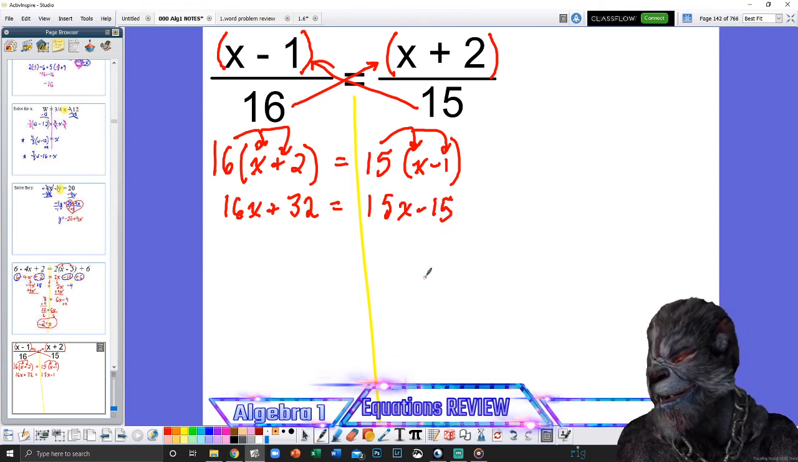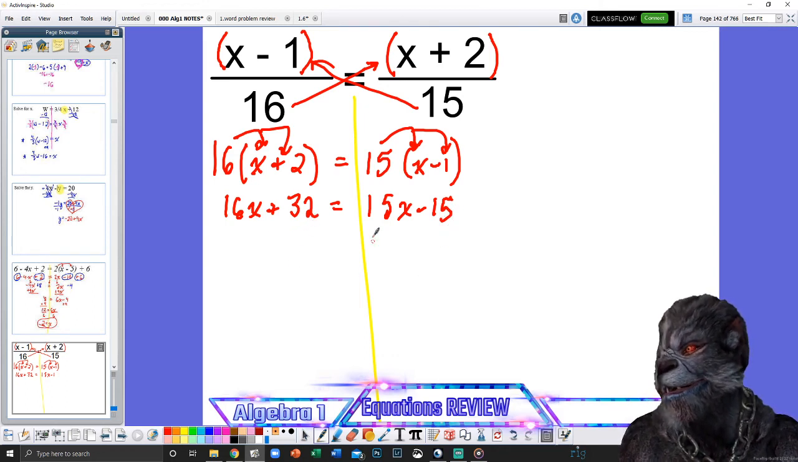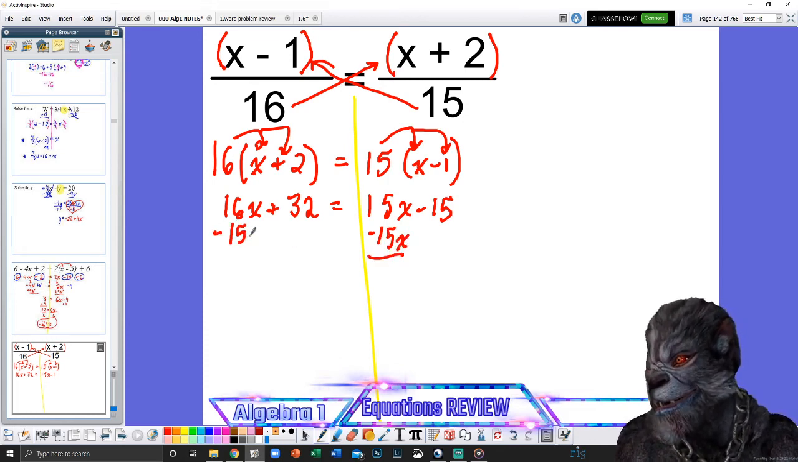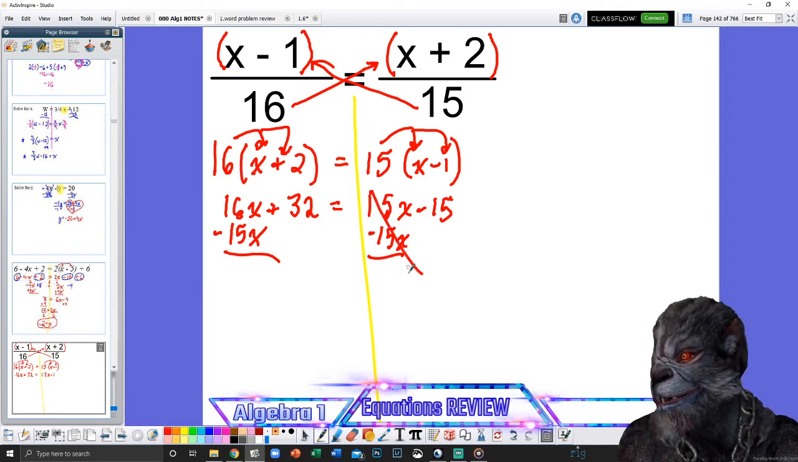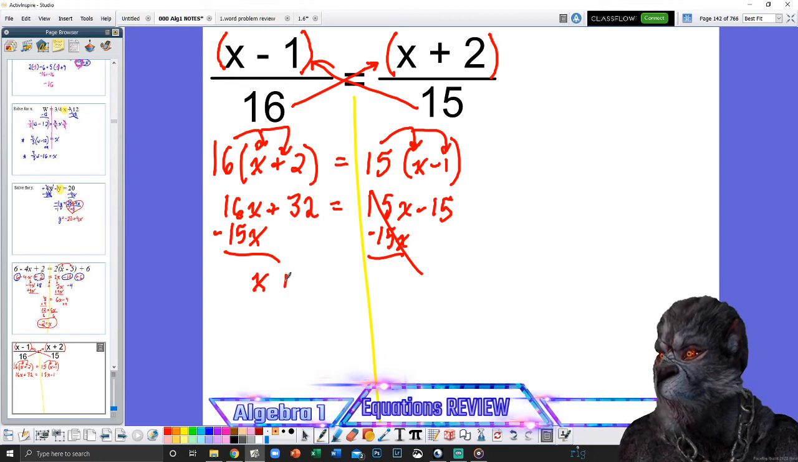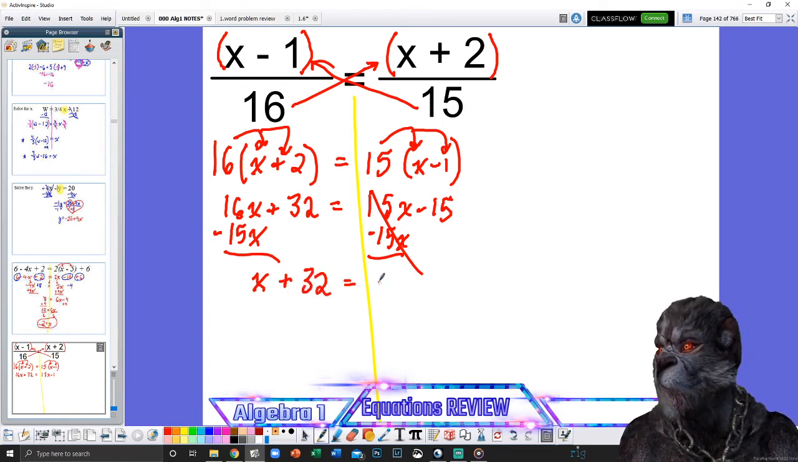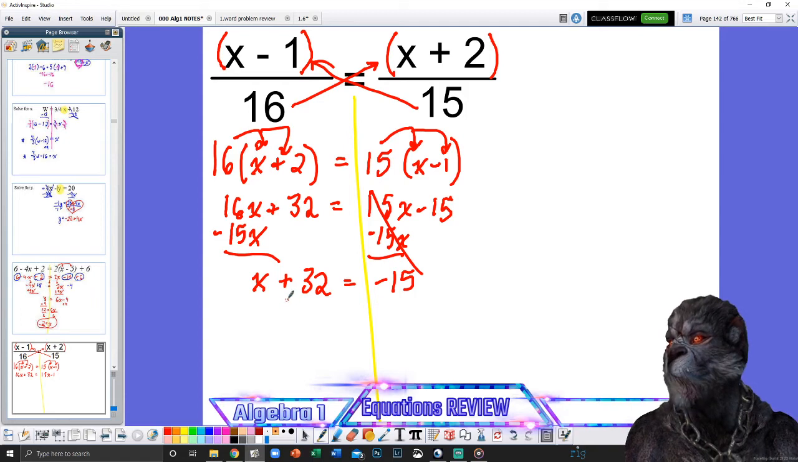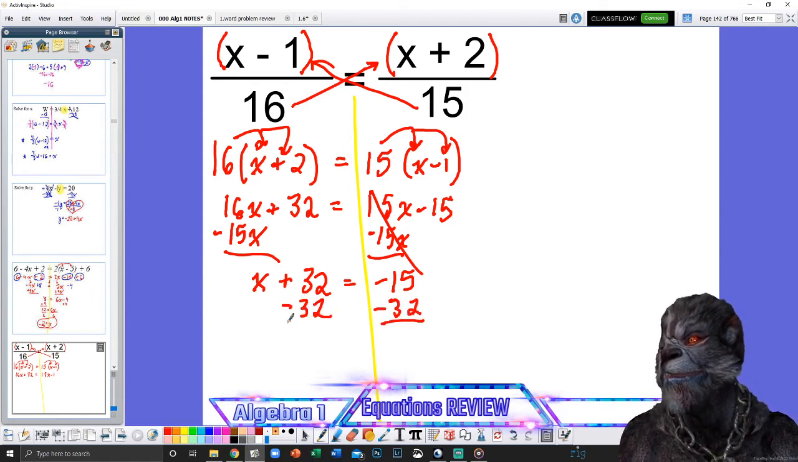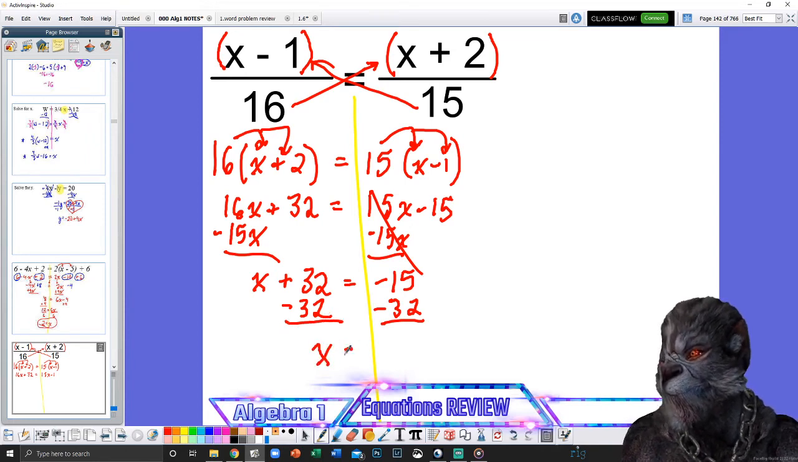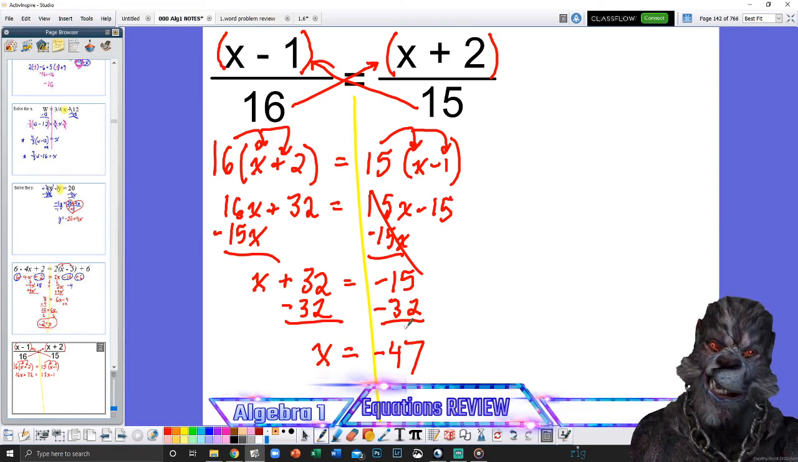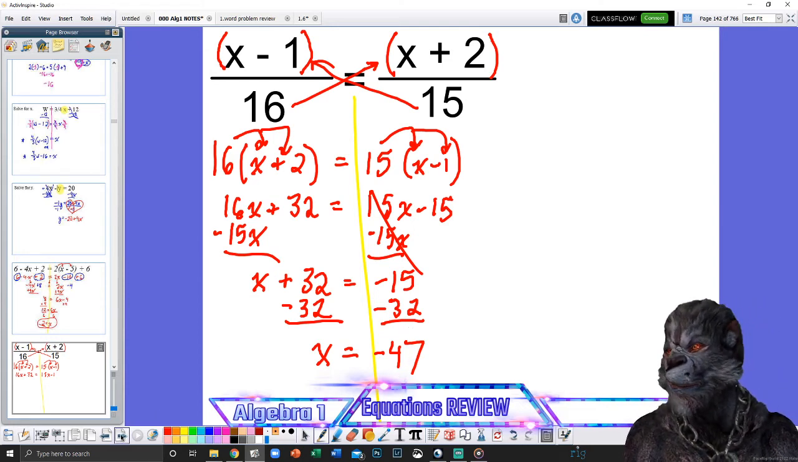15. There we go. Okay, now I'm going to subtract the smallest x, which was 15x. Those cancel. Now I just have one x, or x, either way, plus 32 equals negative 15. One step to go. Minus 32 from both sides. I have x equals negative 47. Whew! If you got that correct, you are in great shape. Nice job.